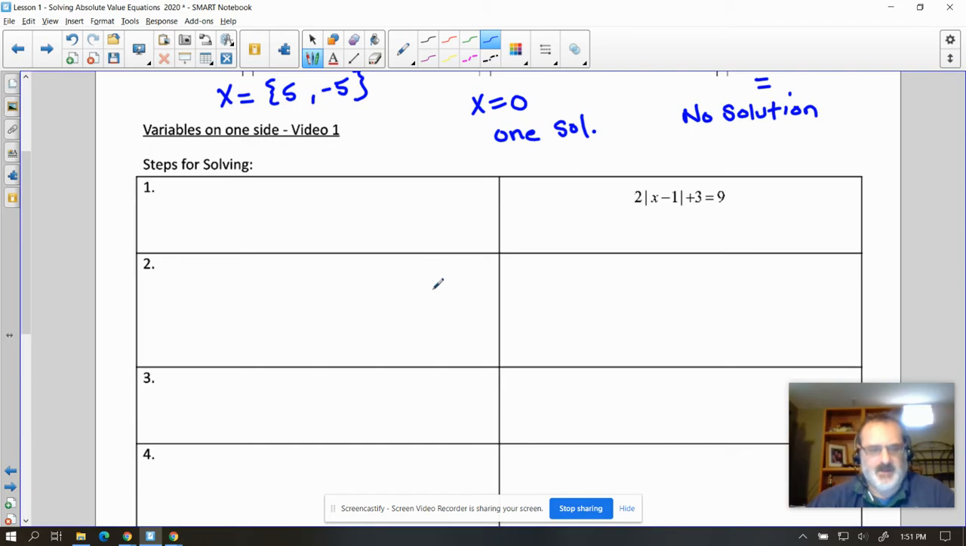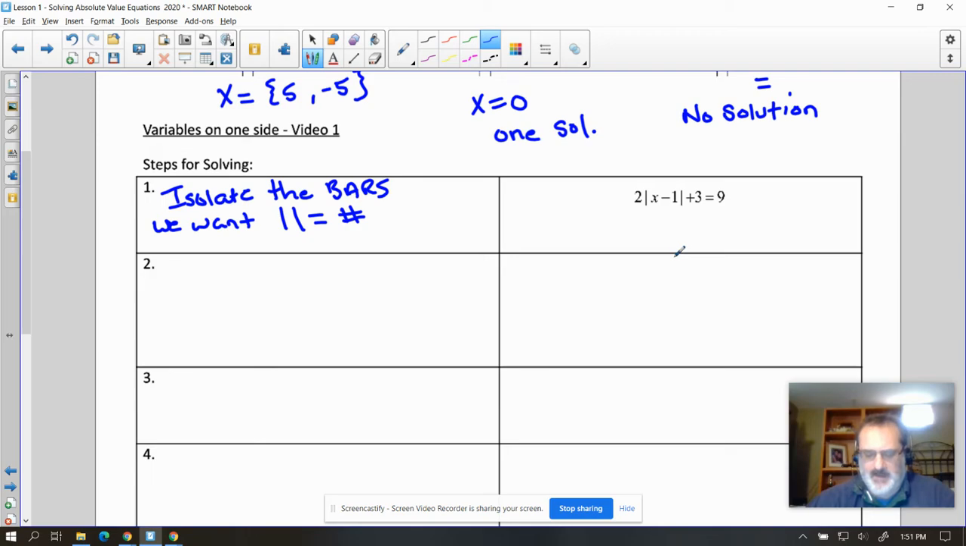All right, so what's the process in solving these? There are 4 steps that I'd like you to follow. The first step is called isolating the bars. That's the first and foremost thing we do. We want the absolute value equal to a number.